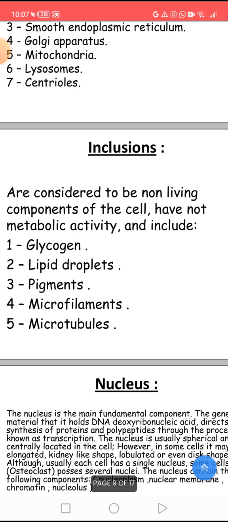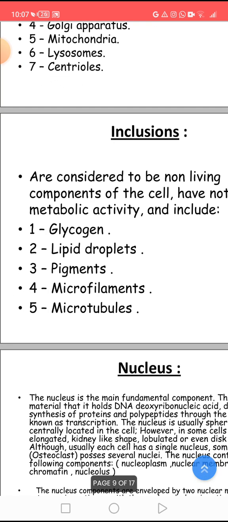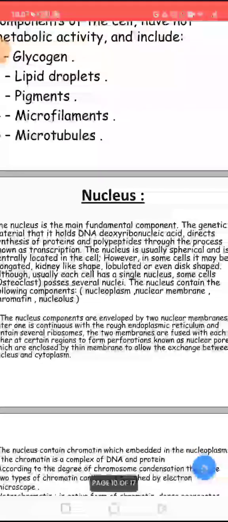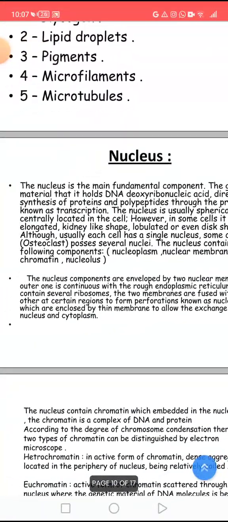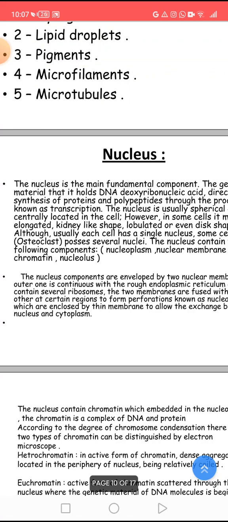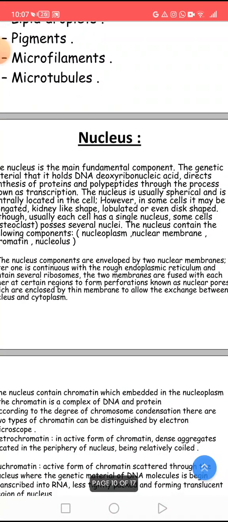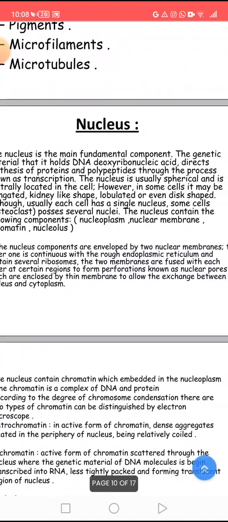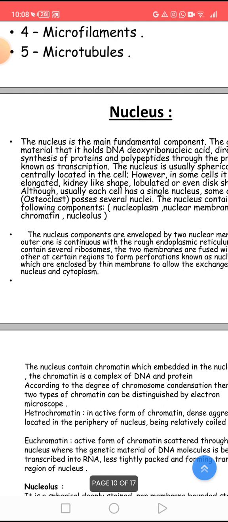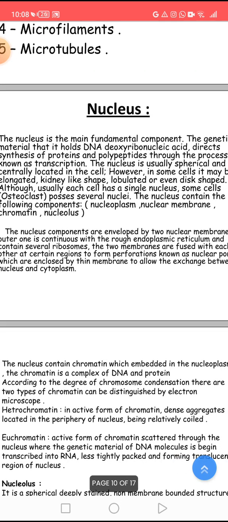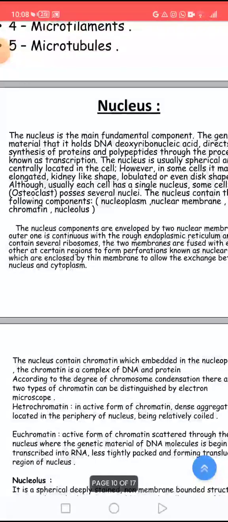Inclusions are non-living, such as glycogen, lipid droplets, pigments, and microfilaments, microtubules. Okay, the nucleus is the main fundamental structure. We know the genetic material is in the nucleus. DNA, or deoxyribonucleic acid, is in the nucleus, and it directs the synthesis of proteins and polypeptides. This process is called transcription.